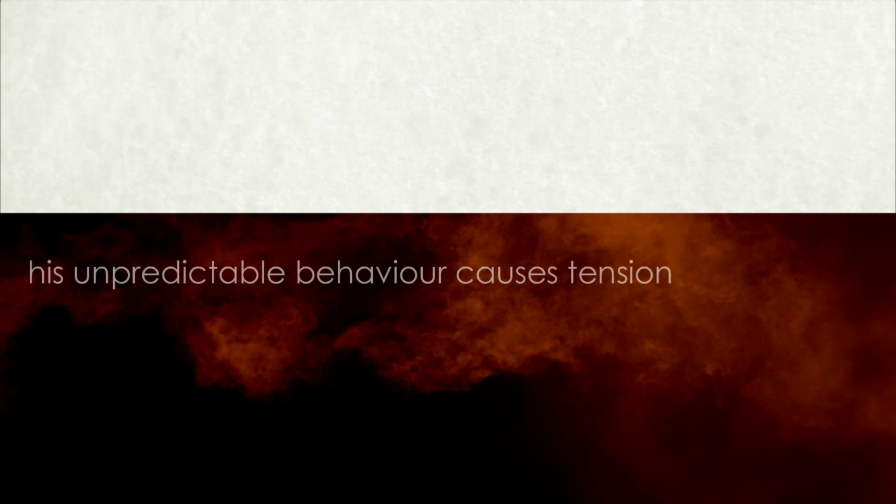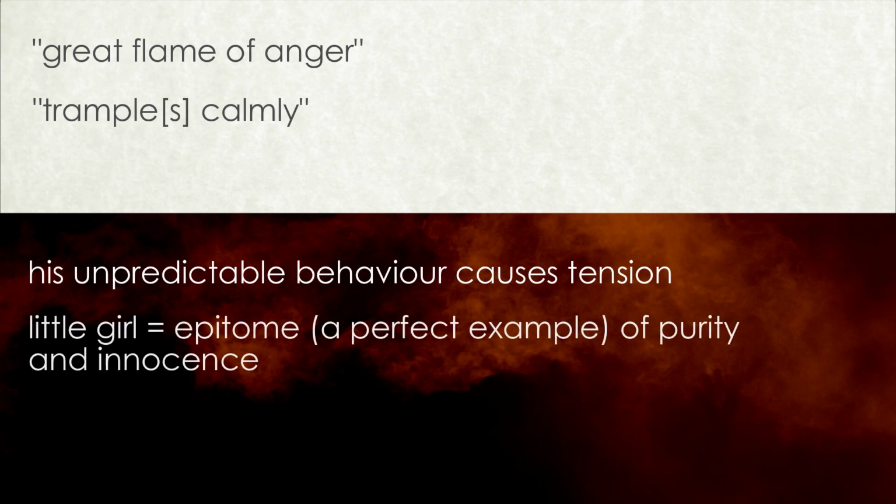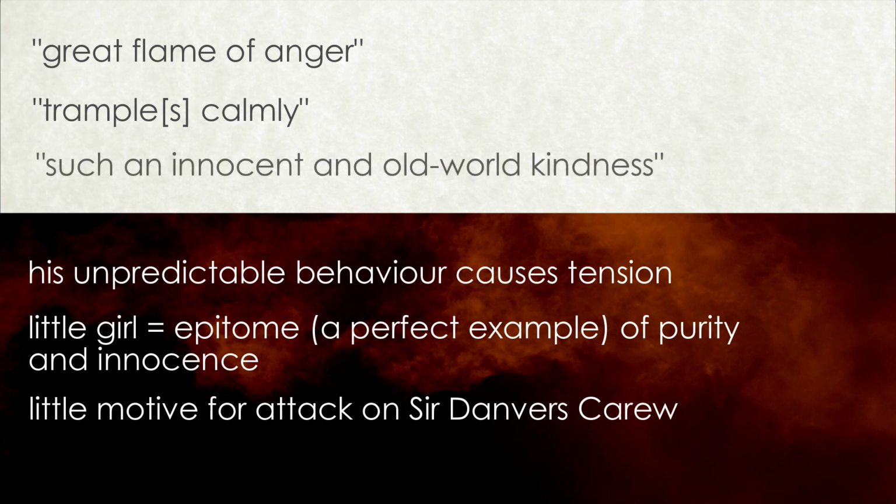His behaviour also causes tension and mystery because he is a constant threat to his arbitrarily chosen victims. He is described as having a great flame of anger, which shows how his destructive and unpredictable nature can so easily flare out of control. He tramples calmly over the little girl, the epitome of purity and innocence, purely because she is in his way, and there seems to have been little other motive for his sadistic attack on Sir Danvers Carew, other than that the old man seems to exude, or give off, such an innocent and old-world kindness that it triggers a violent reaction in the evil Hyde.